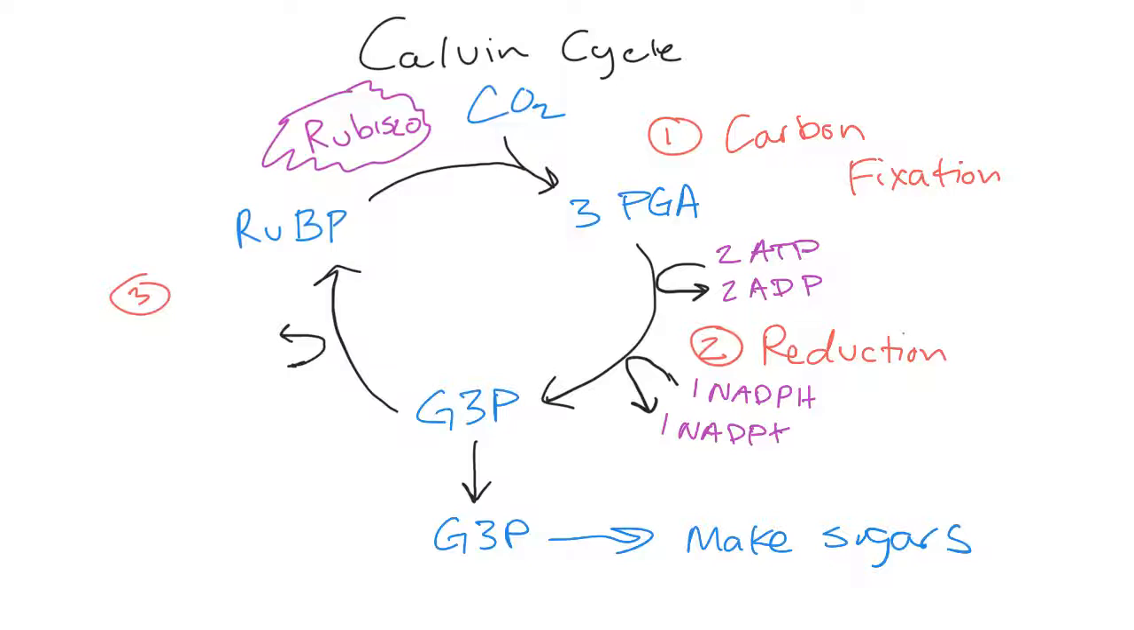What was the last step of the Krebs cycle? Right, regeneration of oxaloacetate, but we're not going to regenerate that here. We're going to regenerate RuBP, and this also takes another ATP.